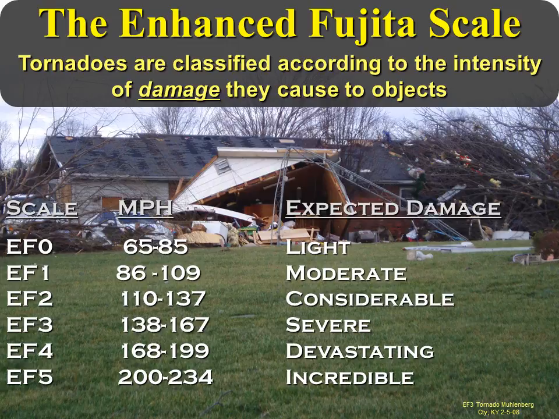The Enhanced Fujita Scale classifies tornadoes by their intensity and the damage that they cause to objects. EF0 causes light damage, EF1 moderate damage, EF2 considerable, EF3 severe, EF4 devastating, and EF5 incredible damage. The winds, which are estimated to be part of the EF scale, are just an estimation, so don't take it as though 234 miles per hour is the upper end for tornadoes. In fact, some Doppler radars used in the field have shown winds to be in excess of 300 miles per hour in the most powerful of tornadoes.